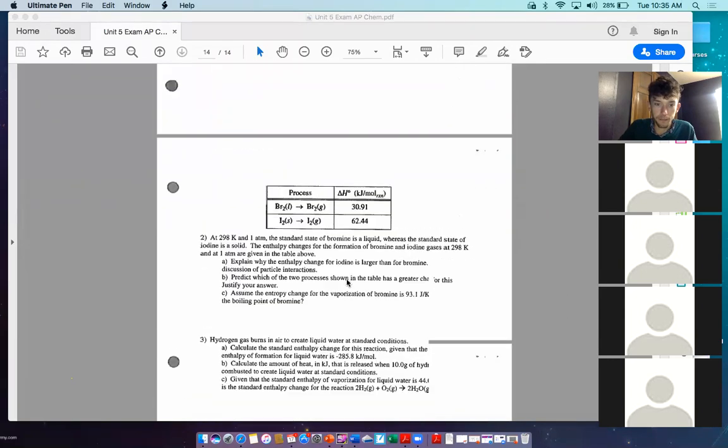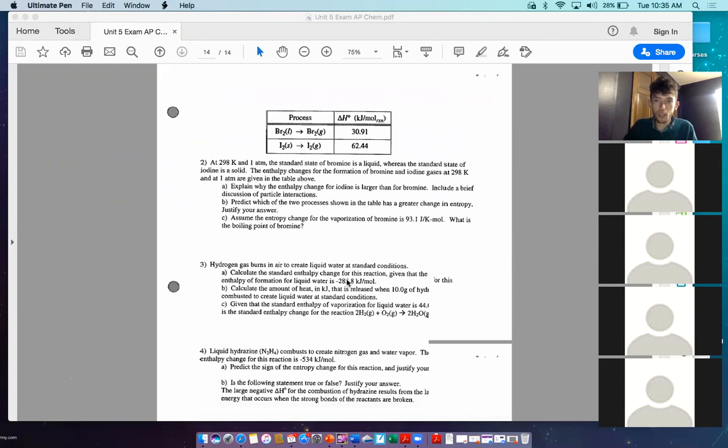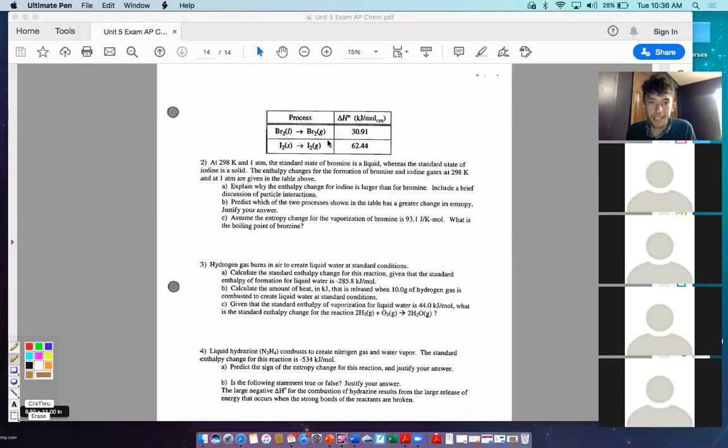All right. Yay, let's go on to question 2. We are almost done. All right. So it's telling me that the standard state of bromine is liquid, but the standard state of iodine is solid. The enthalpy change for liquid to gas, solid to gas is given in the table above. So why is the enthalpy change for iodine larger than for that of bromine? Include a brief discussion of particle interactions.